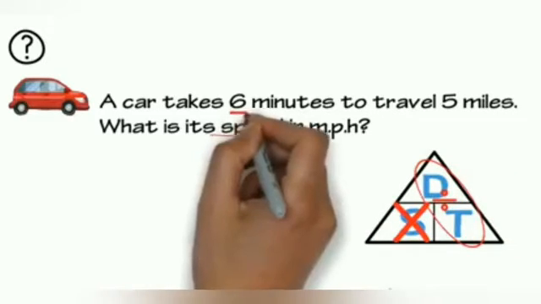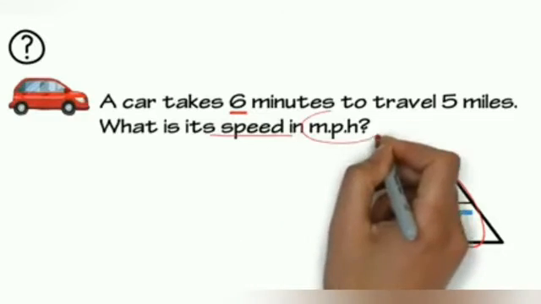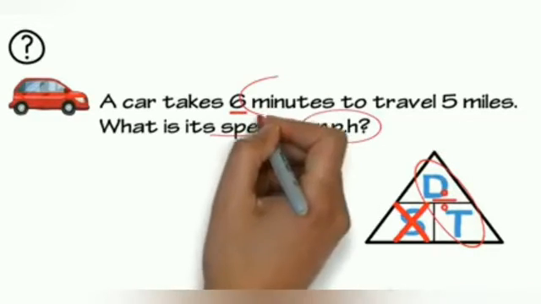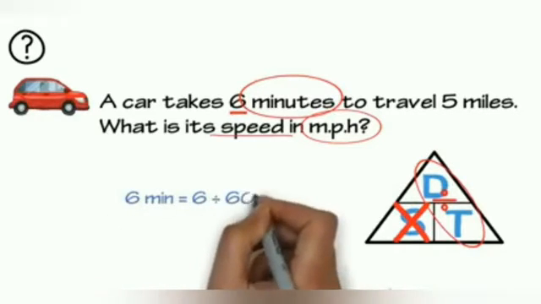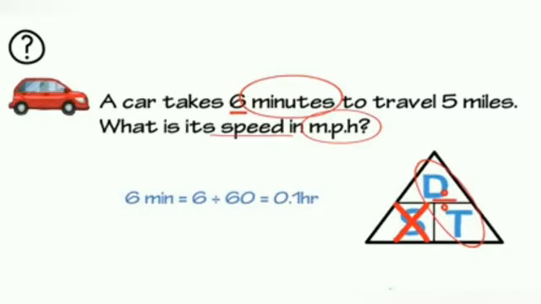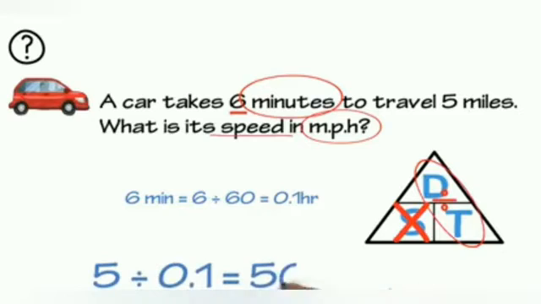The car has travelled 5 miles, and our answer will be in miles per hour, so we do need to convert our minutes into hours first. Convert the 6 minutes by dividing by 60 like this. Now we can work out our answer from 5 divided by 0.1, which equals 50 miles an hour.